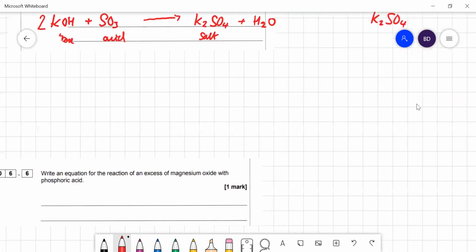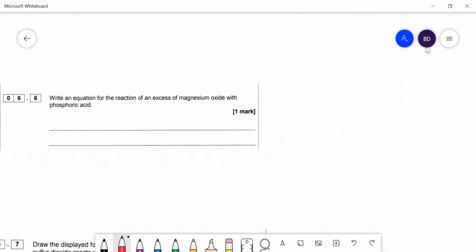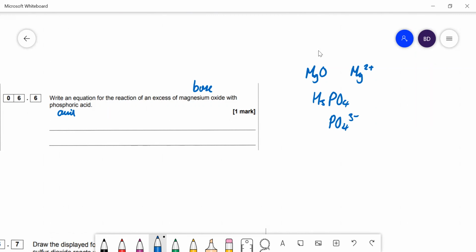Okay, now a very similar one here, the reaction between the excess of magnesium oxide and phosphoric acid. Okay, so we've got magnesium oxide, MgO, so the magnesium is present there as an Mg2+ ion. We're just thinking about the salt we're going to get, because this is a base and phosphoric is an acid. Right, we've got H3PO4. So the formula of magnesium phosphate, the phosphate ion there obviously has got a charge of 3 minus. So magnesium phosphate must be Mg3(PO4)2. You have 6 positive charges and 6 negative charges.